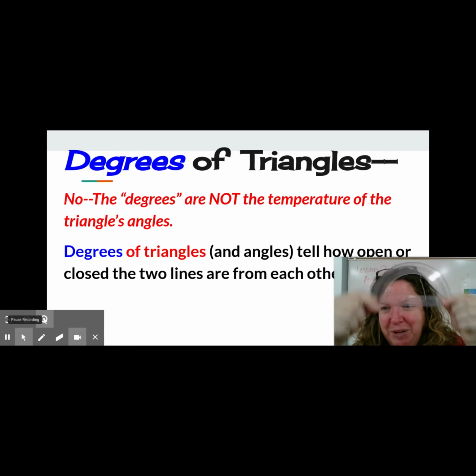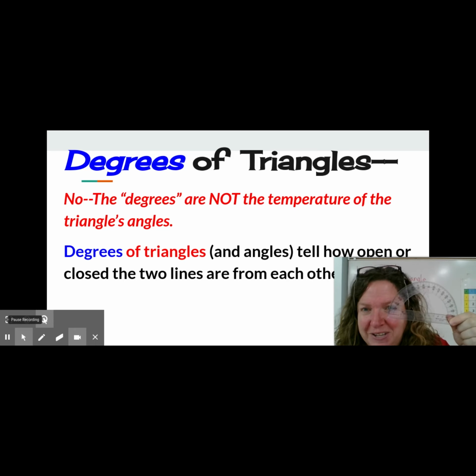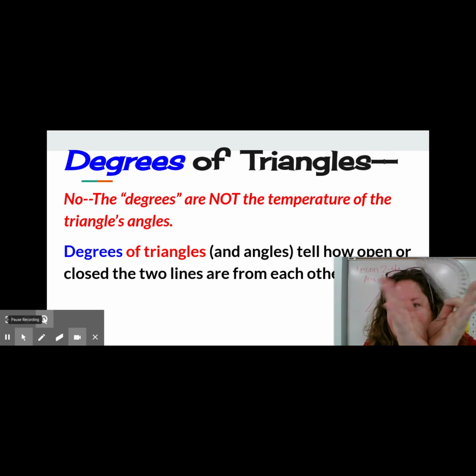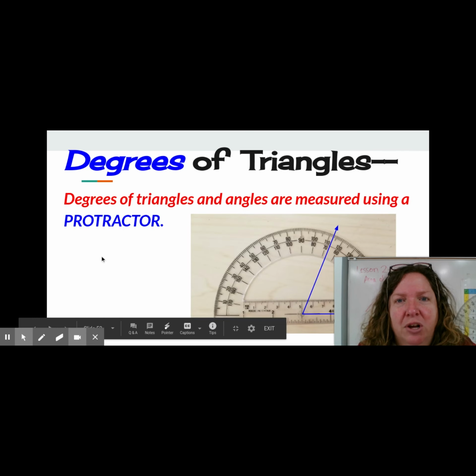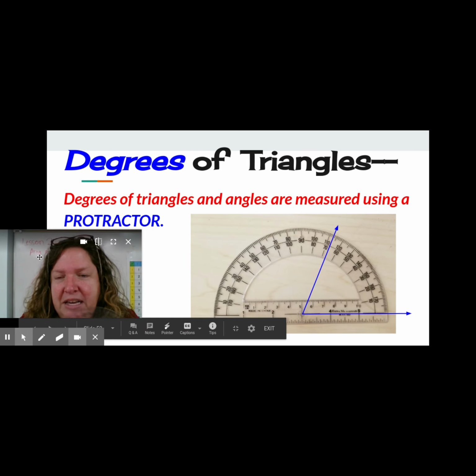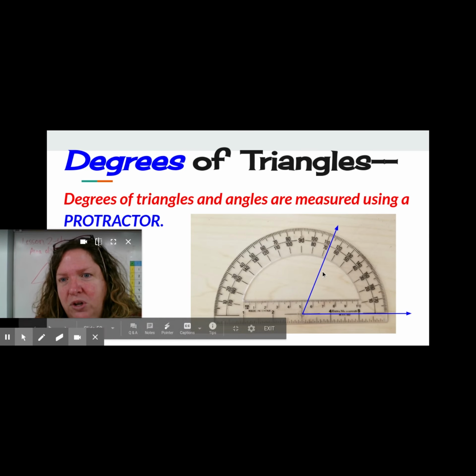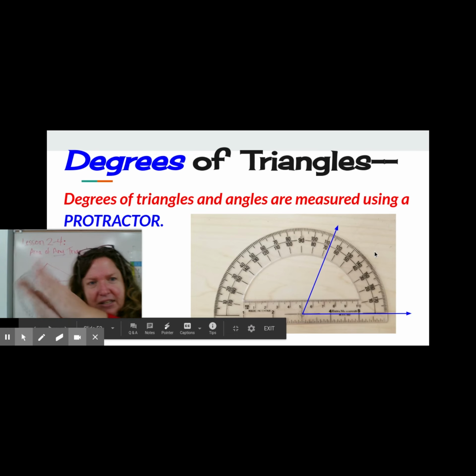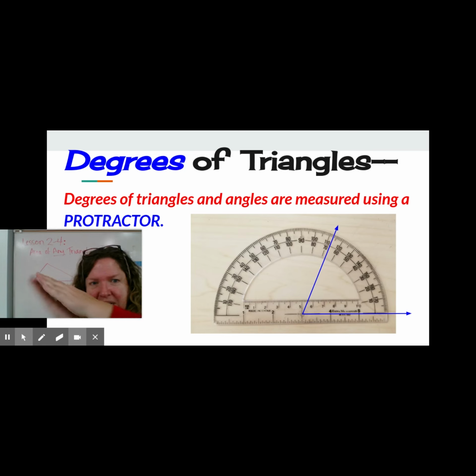This thing I'm holding up right here is how we actually measure the degrees of a triangle or of an angle to see how open and closed they are. It's called a protractor. You can see how open or closed this angle is, and we measure the number of degrees. If it was just like this, it would be 0. A little bit, maybe that's 5 or 10, 15, 20, 25, 30, 35, 40. Halfway to a square corner is 45.